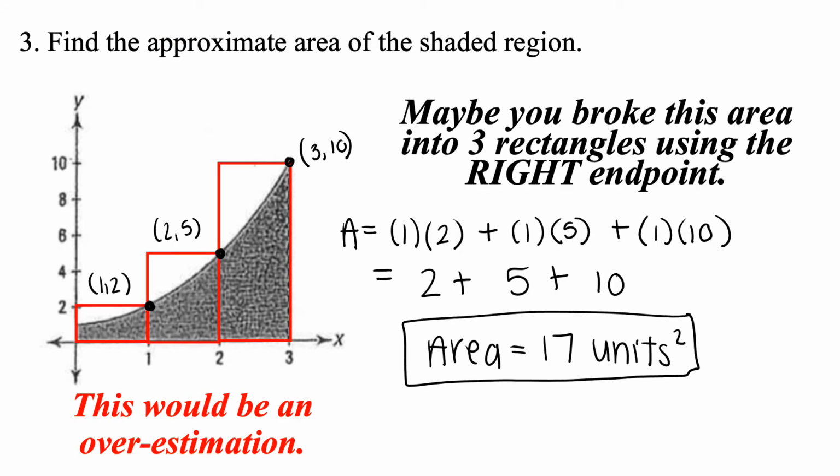So there were a couple of different ways that you could have done this. Maybe you broke this area into 3 rectangles and you found the rectangle heights by identifying the right-hand endpoint. If you were to do that, you would have added all 3 of the areas of these rectangles up. So for the first one, you would have done your length times your width. The width is going to be 1 and the height here is going to go up to 2. So that would be your 1 times 2.